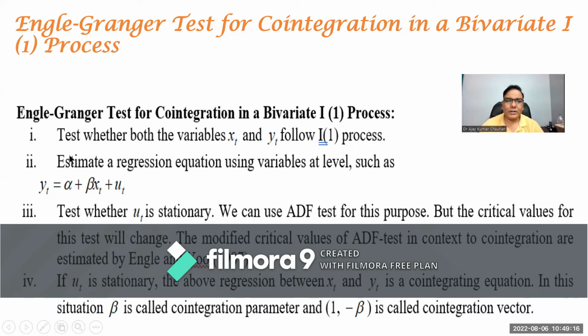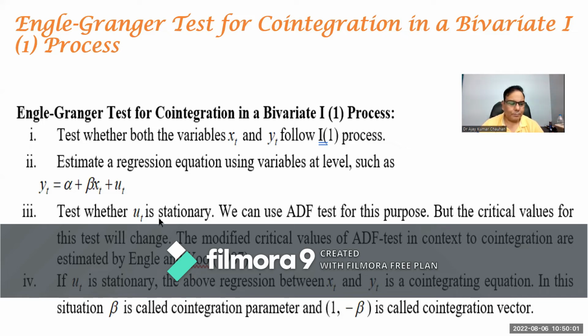Then estimate a regression equation like this. Then save the residual terms. If residual is stationary, it means co-integration is there. So you can check if ut is stationary, the above equation between x and y is a co-integrating equation. And in this situation, beta is known as the co-integrating parameter, and 1 minus beta is called the co-integration vector.